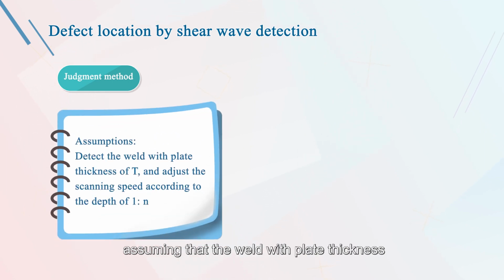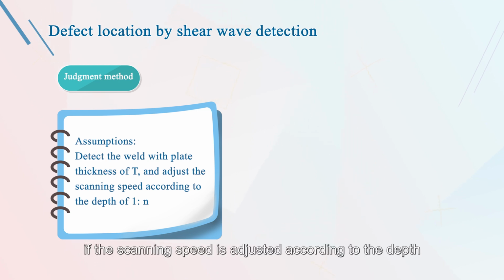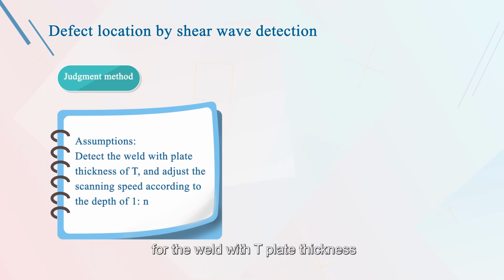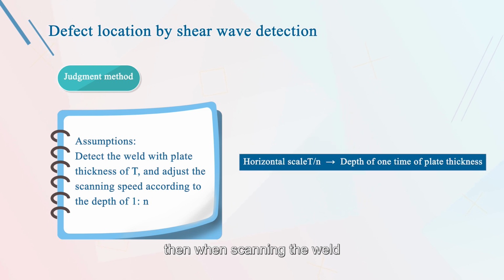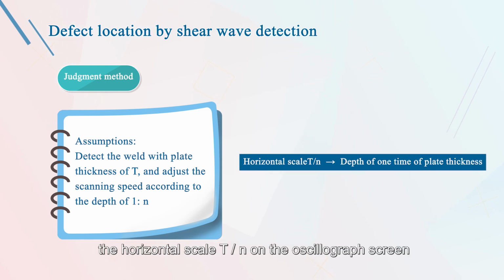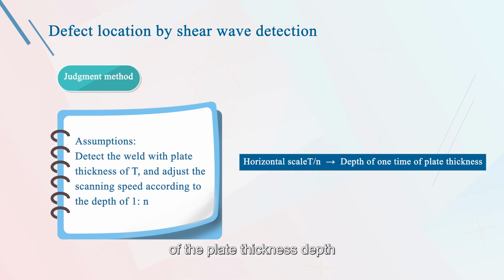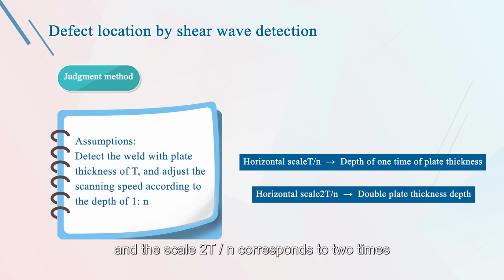Assuming that the weld with plate thickness of T is detected. If the scanning speed is adjusted according to the depth for the weld with T plate thickness, then when scanning the weld, the horizontal scale T on the oscillograph screen of the instrument corresponds to 1 time of the plate thickness depth, and the scale of 2T corresponds to 2 times of the plate thickness depth.